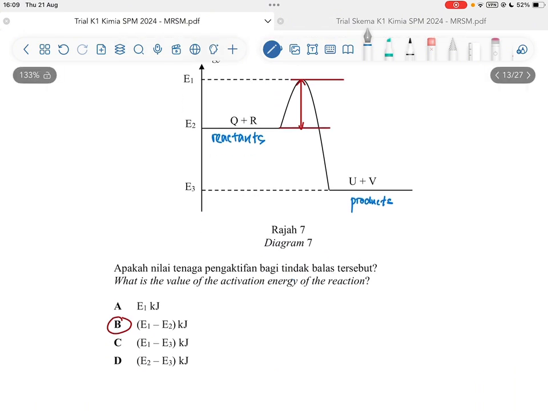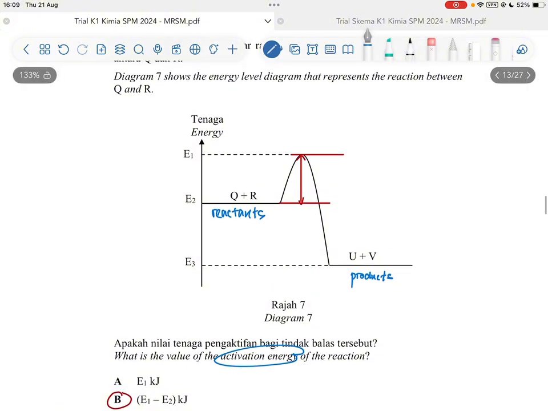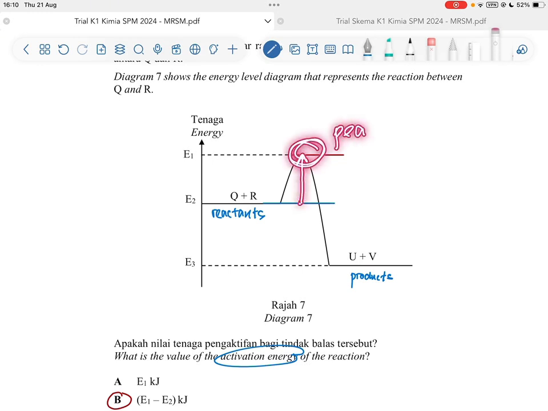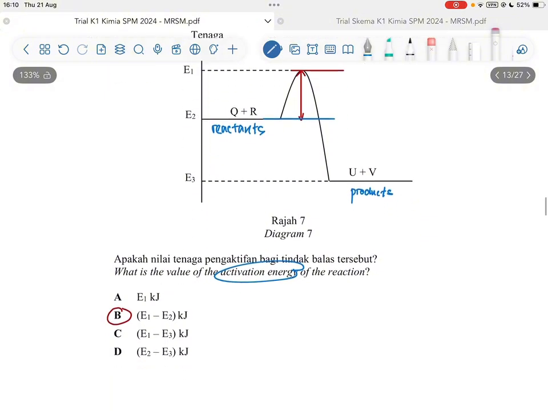What is the value for the activation energy? So we know that activation energy is the energy needed to overcome, the energy needed to start a reaction. So the energy needed by the reactants will be E2, which is this line, and then going upwards until it reaches this peak to overcome the activation energy, and the energy level will start to drop rapidly to form the product. So when we want to calculate the activation energy, it will be E1 minus E2 kilojoule.